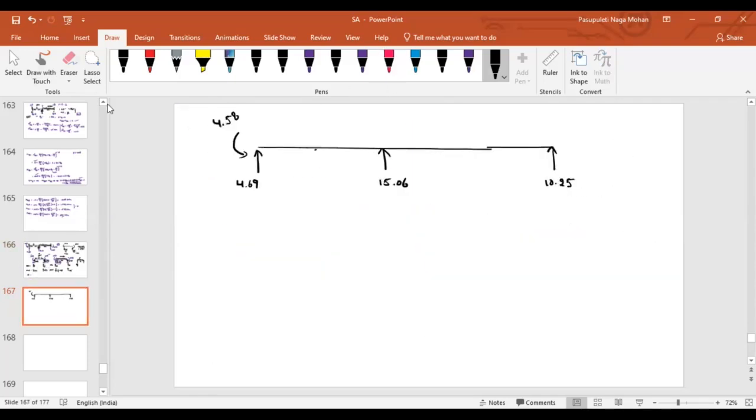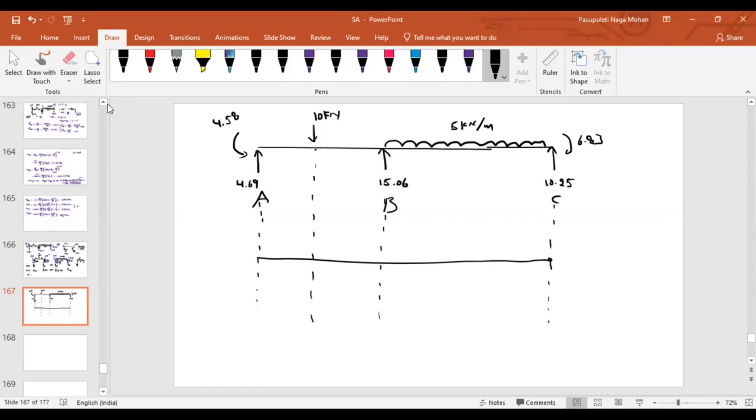4.58. Here the moment will be 6.83. And there is a downward load, 10 kilonewton. And also there will be UDL load here, 5 kilonewton per meter. Let us draw the shear force and bending moment diagram.